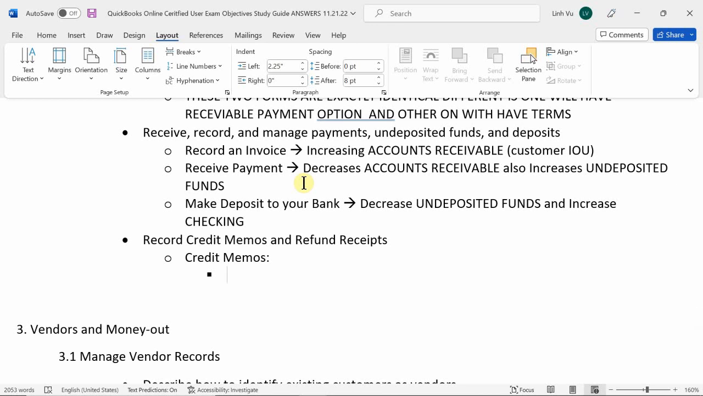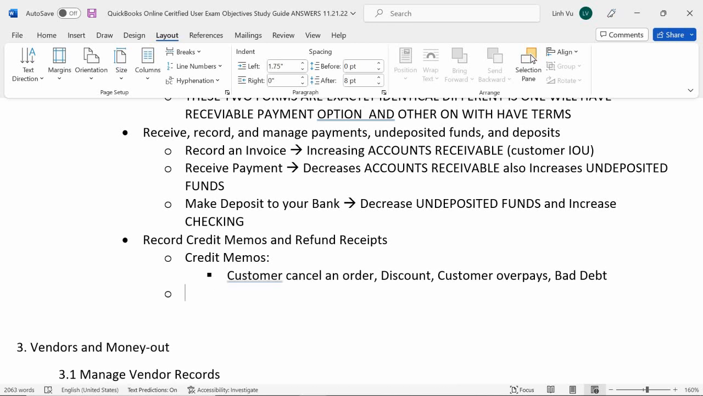Okay, if you need a reference point, chapter 5. We use credit memos when a customer decides to cancel an order. You give them a discount, or a customer overpays. And you also use it for bad debt. Most important thing about the chapter here is the bad debt section. So that one, and then what about a refund?